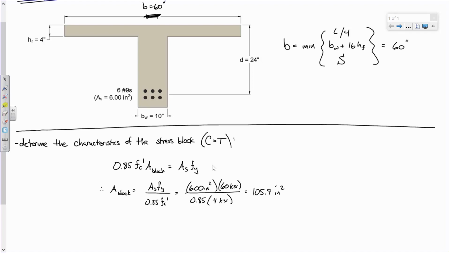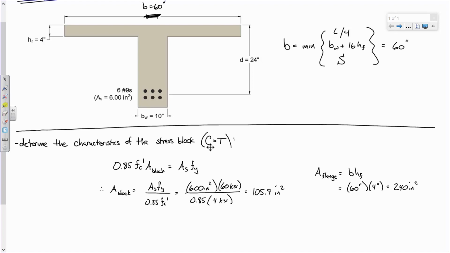Now, the next thing I'm going to do, over here off to the side, is compute the area of the flange. In other words, the area of this upper rectangular portion of the beam. It's pretty simple, it's just b times h sub f. So that's 60 inches, since we didn't know what b was at the beginning of the problem and had to figure that out. 60 inches times 4 inches equals 240.